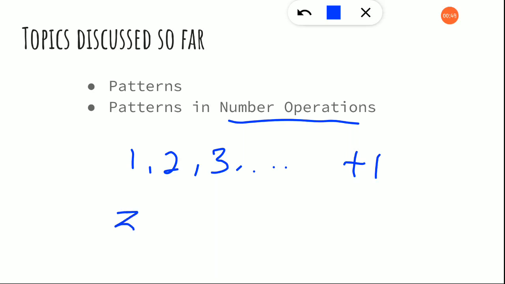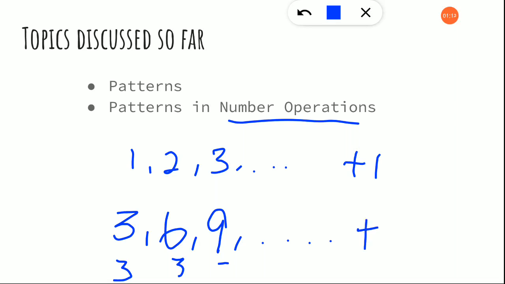So now look at this example. What is the pattern, children? First number is 3 and the next one is 6 and the next one is 9. It means it is added with 3 after each number. So when 3 is added with 3, we get 6. And when 6 is added with 3, we get 9. So what is the pattern here? Each number is added with 3. Is it clear? Shall we move on to the next topic?